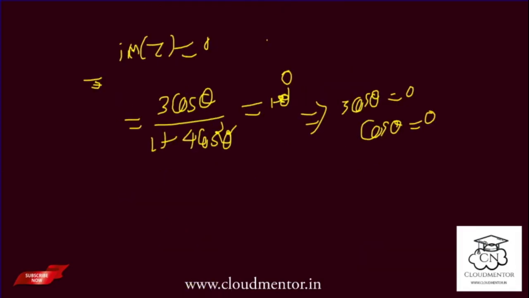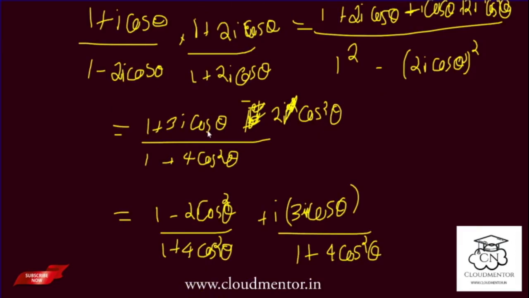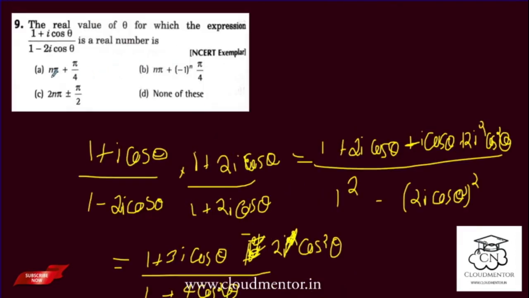Now let's look at the options. Theta must be equal to 0 if n pi plus pi by 4. It is not right. Yes, it is n pi plus minus 1 raised to n pi by 4. So cos theta will be 0 if n pi plus minus 1 raised to n pi by 4. Okay, so option B is the right answer.